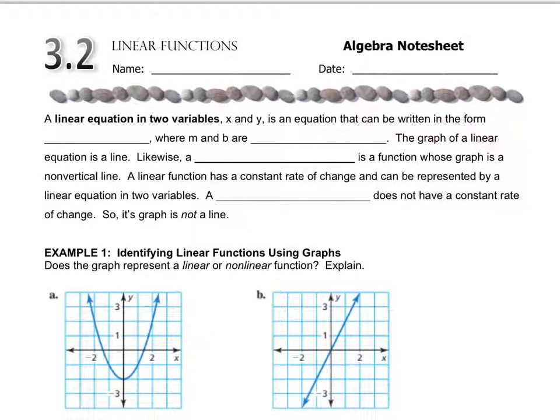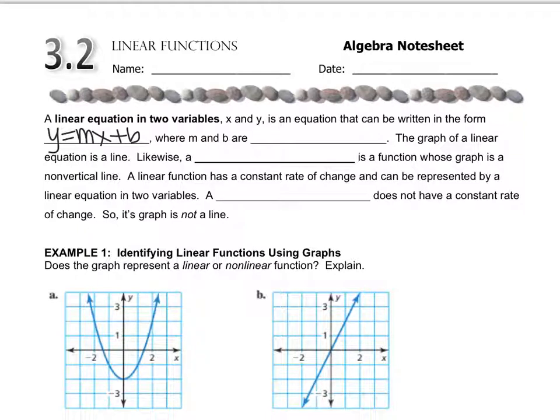Last lesson we learned about these things called functions, and in this lesson we take it an extra step and we talk about linear functions. Now, a linear equation with two variables, x and y, that's our standard, is an equation that can be written in a special form, and the form is y equals mx plus b. Now, in this form, m and b are constants.